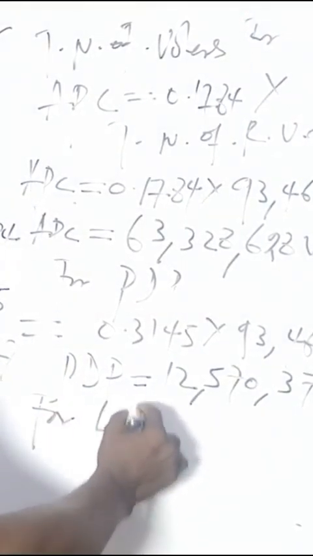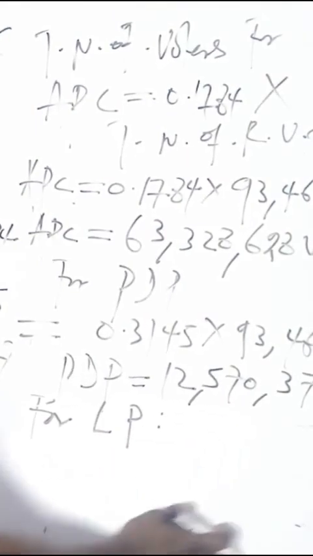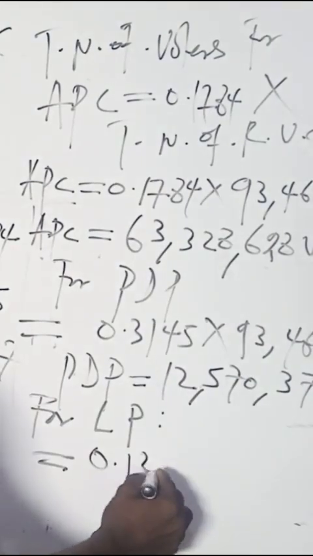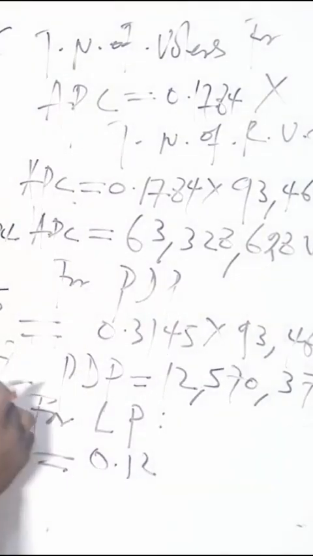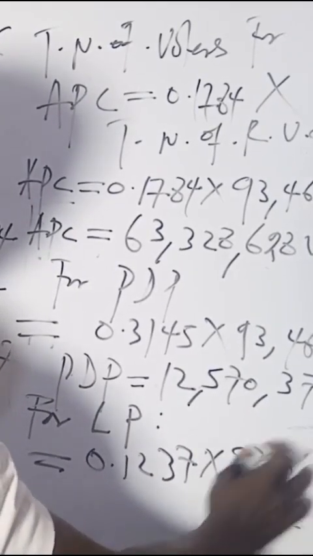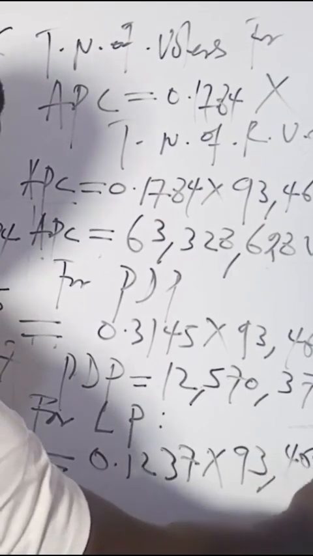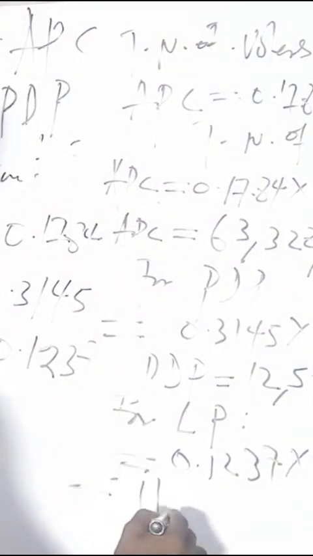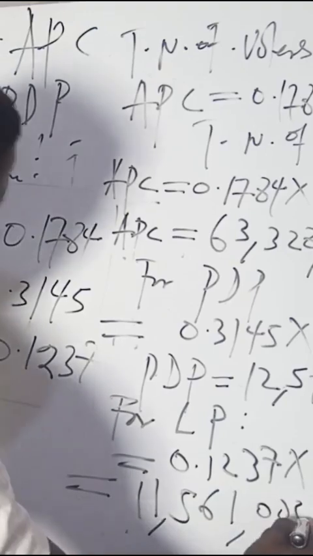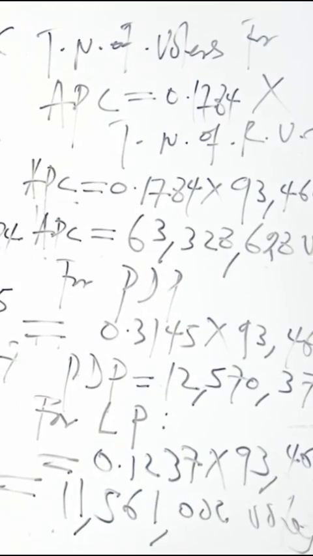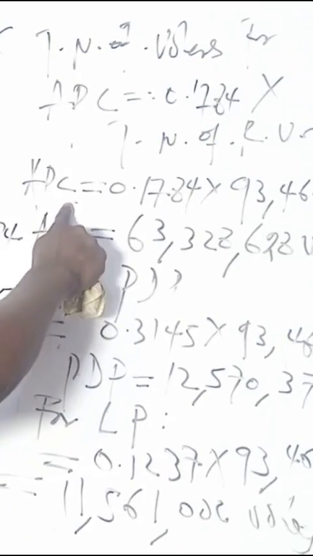And finally, for the Labour Party, the total number of votes is equivalent to 0.12317 times 93,460,000. By the time you press your calculator, you are going to obtain 11,561,002 votes.